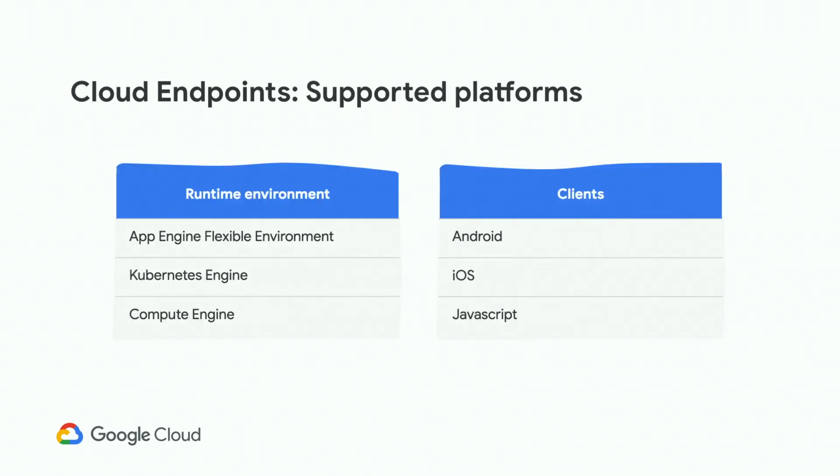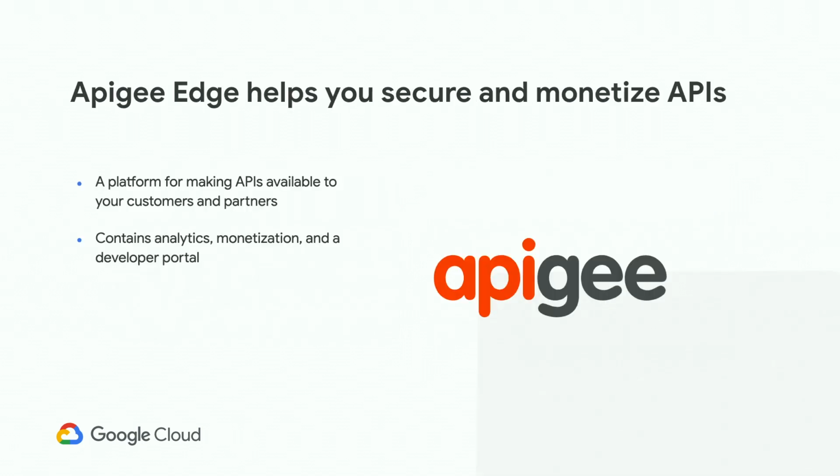So we support runtime environments App Engine Flex, Kubernetes Engine, and Compute Engine. And for the client, we have Android, iOS, and JavaScript. And there's another one called Apigee Edge that will actually help you secure and monetize those APIs. I'll say this is actually a really nice one that we acquired, this company, and then joined Google Cloud.